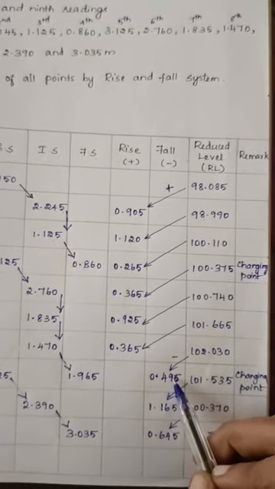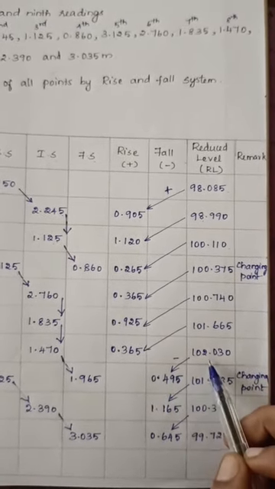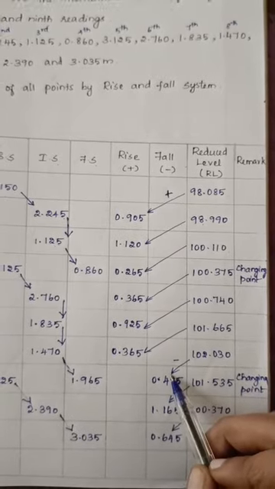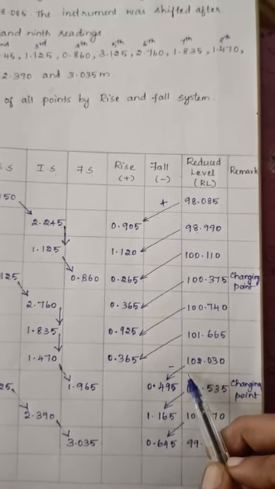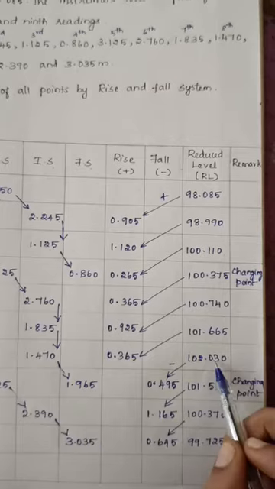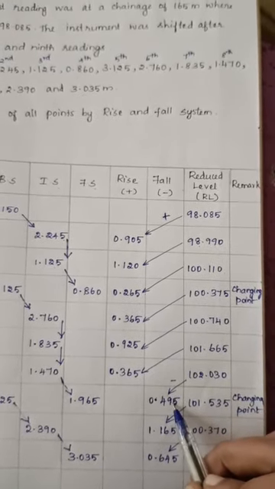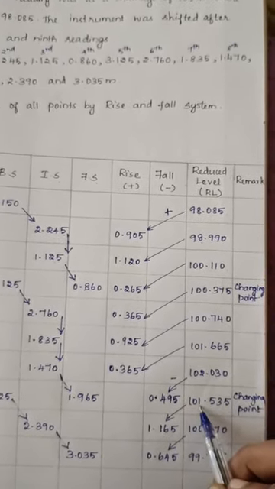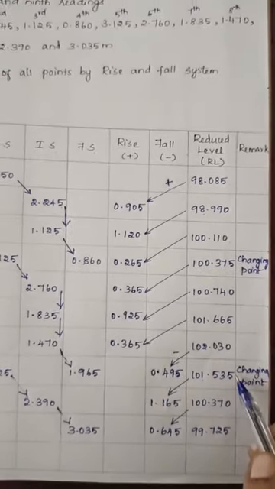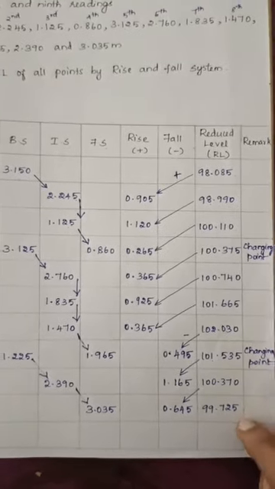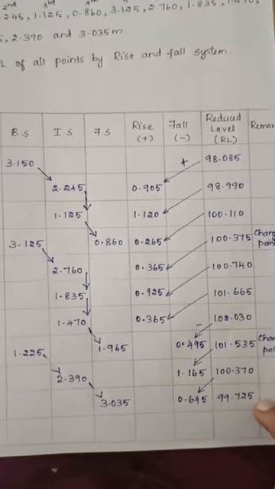After that, we have a fall value. Therefore, we have to subtract it from the reduced level of the previous value. Therefore, 102.030 minus 0.495, we get 101.535. Repeat the same procedure, we get the reduced level of remaining points.